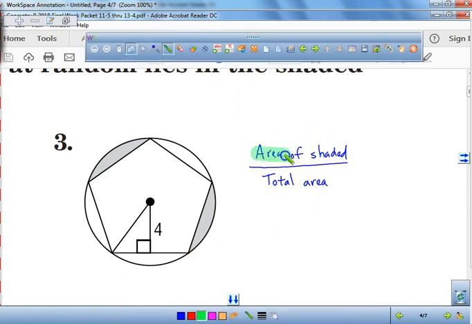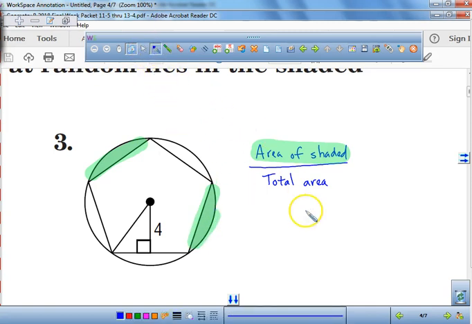So in this one, we need to find the area of the shaded region. Now, the area of the shaded region is just this piece right here and this piece right here. Now, the total area is, once again, the area of the circle. So what formula can we use for the area of the circle? Pi times the radius squared.